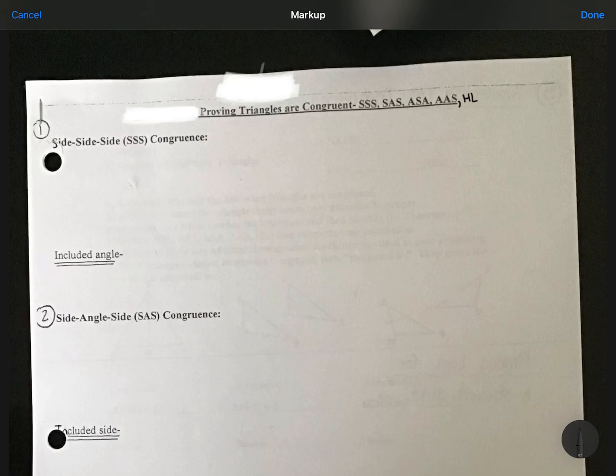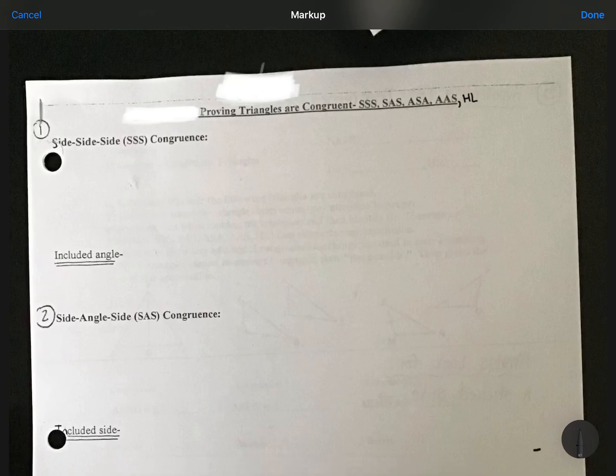Okay, today we're going to talk about how we can prove triangles are congruent. There are 5 ways we can show or prove that triangles are congruent, and they are SSS, SAS, ASA, AAS, and HL. Ooh, that's a tongue twister. So we need to know what all these little letters indicate.